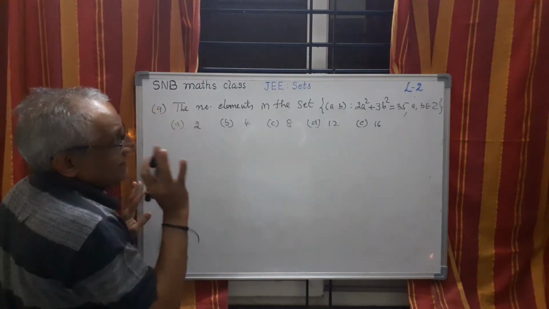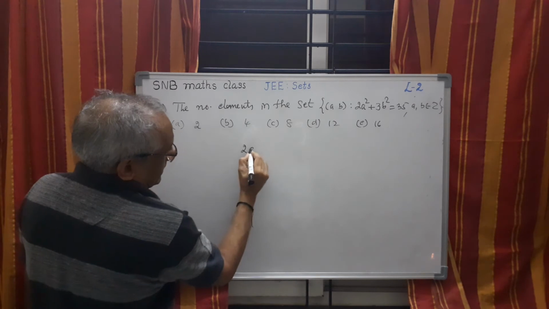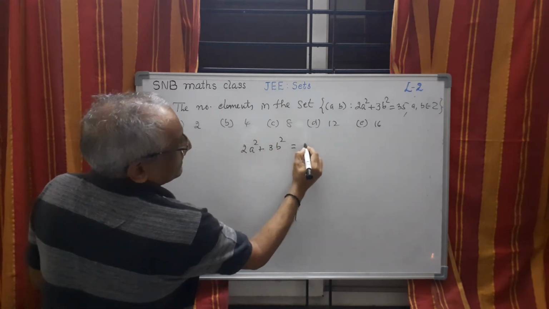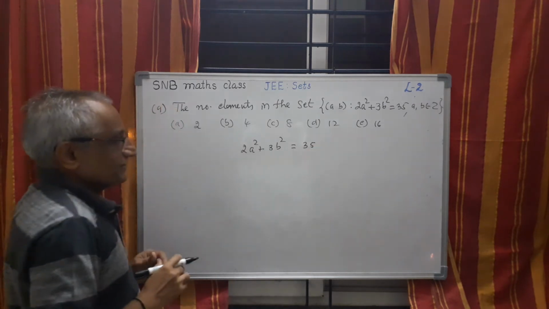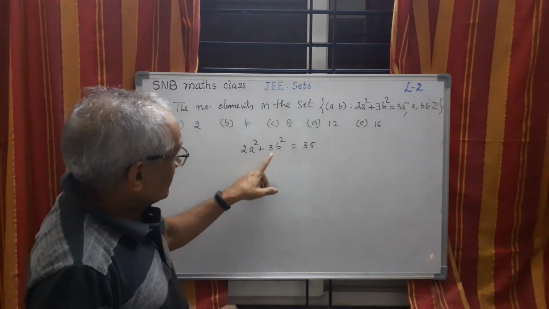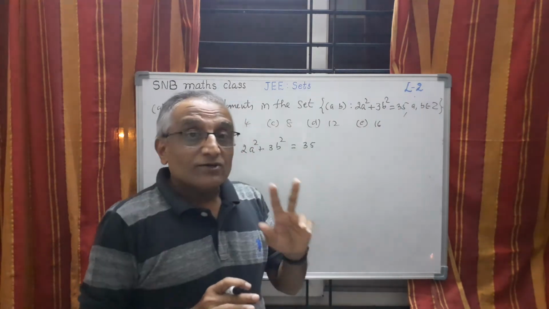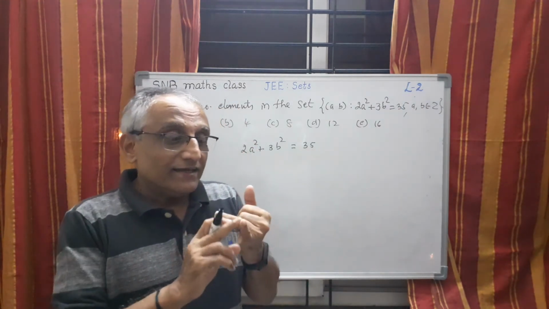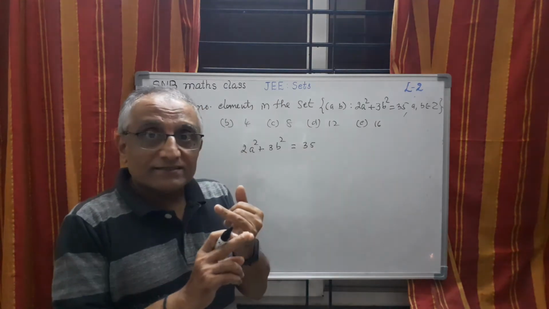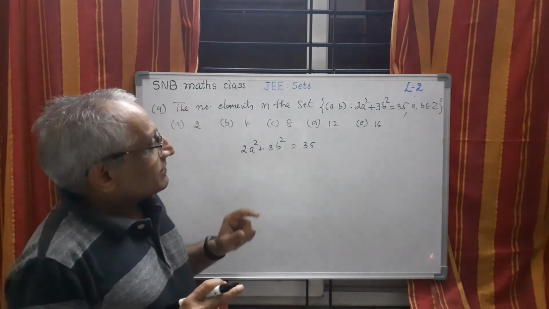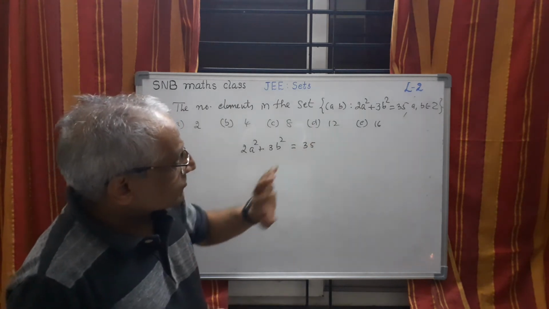Consider this condition: 2a square plus 3b square must be 35. Now, a square and b square both are positive. Therefore, you can take a negative, b negative also. So, possibilities are a can be both plus or minus, b also can be plus or minus, because square is positive. But there is another interesting thing which you have to notice.